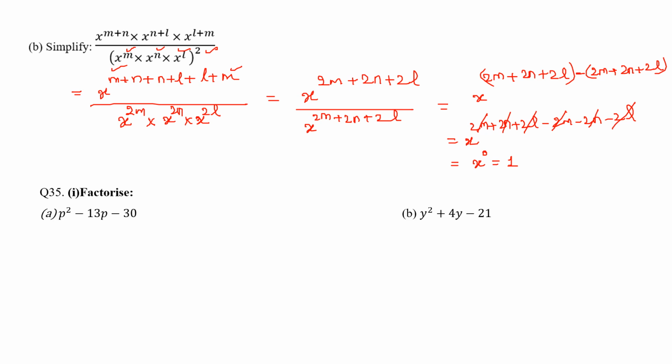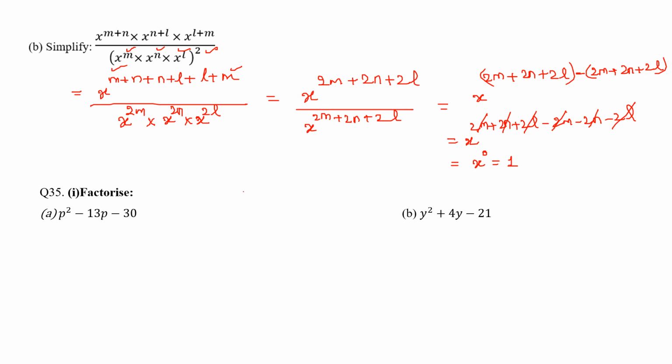Now next question. Factorize p square minus 13p minus 30. So first you have to check, is there any standard identity which we can fit over here? So you will not be able to do, isn't it? Here you can see both are minus sign. There is no standard identity where both is minus. So you have to use the middle term splitting method.